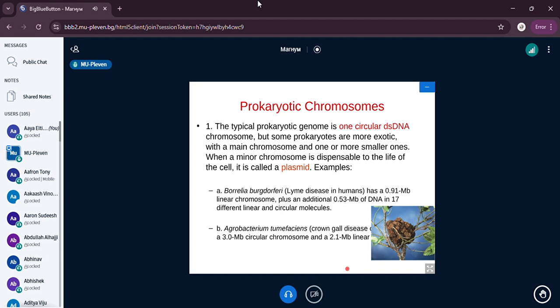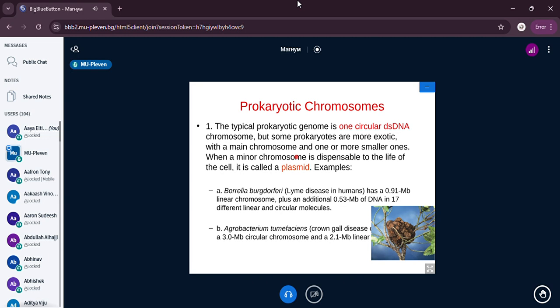You know, I hope, that chloroplasts are present only in plant cells and some microscopic unicellular organisms. The typical prokaryotic genome is one circular double-stranded DNA. But some prokaryotes are more exotic, and except the main chromosome, this one circular double-stranded DNA, which usually is the largest one, they contain one or more smaller DNA molecules. These smaller DNA molecules are dispensable to the life of the cell. They are called plasmids. I'm sure you have heard about plasmids in prokaryotic organisms.